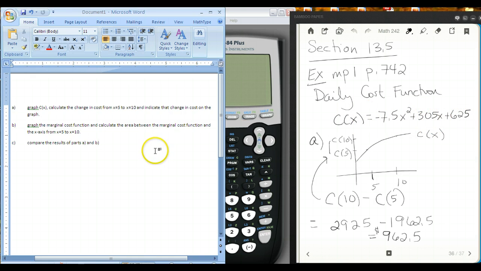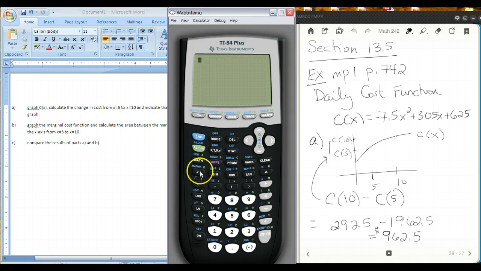And I've typed up the instructions here for this example. In part A, what they'd like us to do is graph the function and then calculate the change in cost from x equals 5 to 10, and then show that change on the graph itself. So let's go ahead and graph this first. I have my graphing calculator here ready. I have already entered this cost function in y1, so I'm ready to graph it. Let's hit graph.